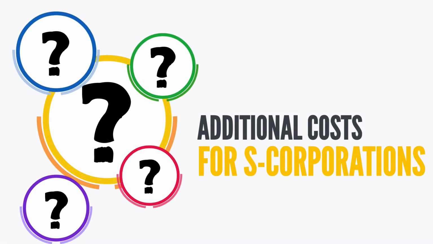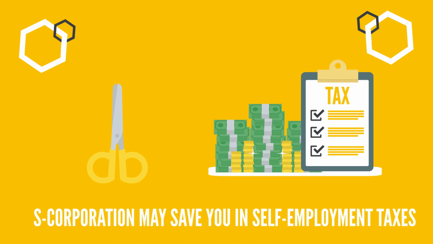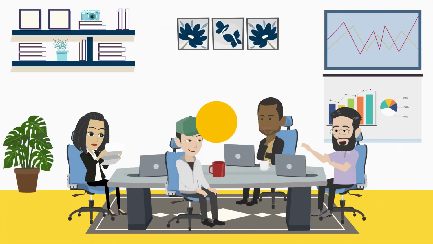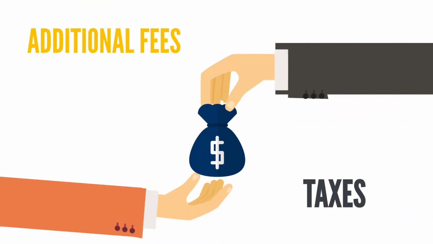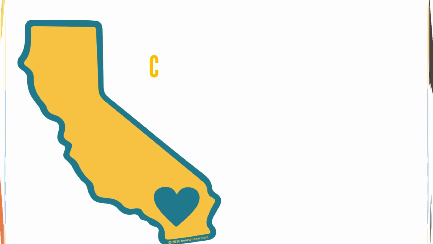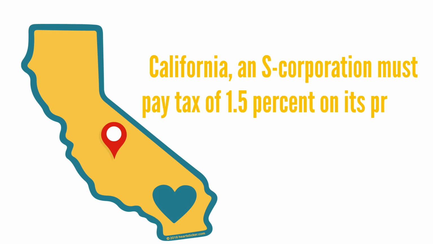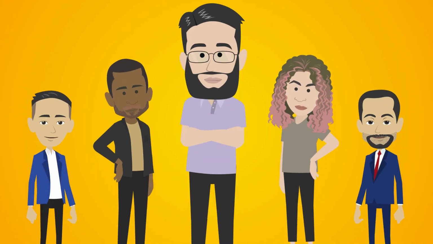So, what are the additional costs for S corporations? While an S corporation may save you in self-employment taxes, it may cost you more than it saves. As with any business entities, S corporations have both startup and ongoing costs. In some states, S corporations must also pay additional fees and taxes. For example, in California, an S corporation must pay tax of 1.5% on its profits, with a minimum annual amount of $800. But this tax is not required for sole proprietors.